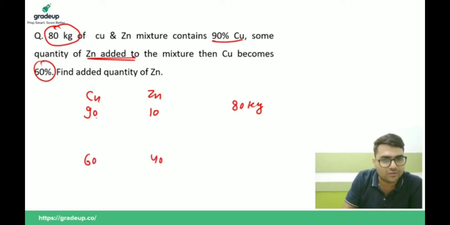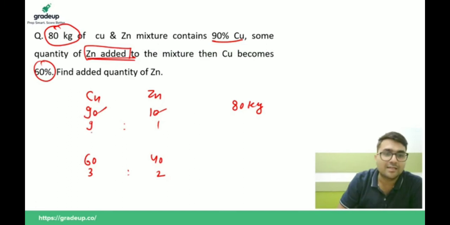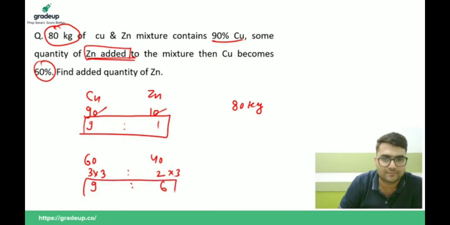First of all, we find the ratio. That is 9:1, and 3:2. Now, guys, as we added the zinc, the copper should be the same. So we have to make these two quantities, 9 and 3, the same. To make this 9 and this 3 the same, we multiply by 3 here. This will become 9:6. Copper is the same. Now the ratios are balanced.